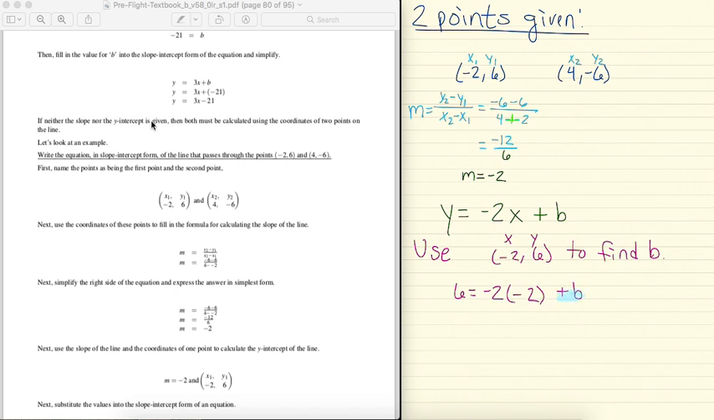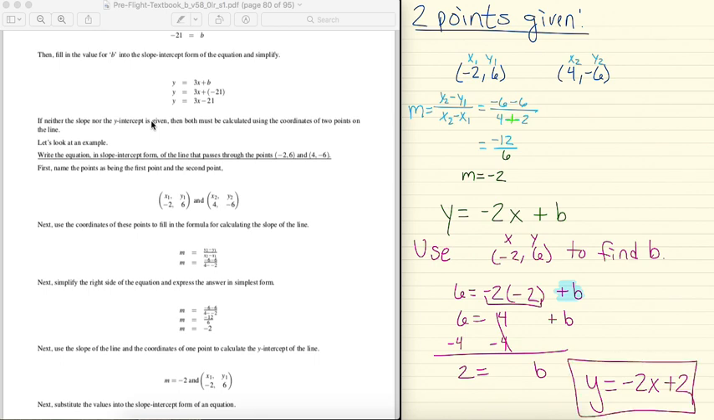And again, the goal is to solve for b. I want to figure out where this graph crosses the y-axis. -2 times -2 here gives me a +4. Subtracting the +4 over to cancel it out will give me 2 is equal to b. So now I know my linear equation is y equals -2x plus 2. I first found my slope using the slope equation up here. Then I found b by picking one of those original points and plugging it in for x and y. And putting it all together, I get this equation.